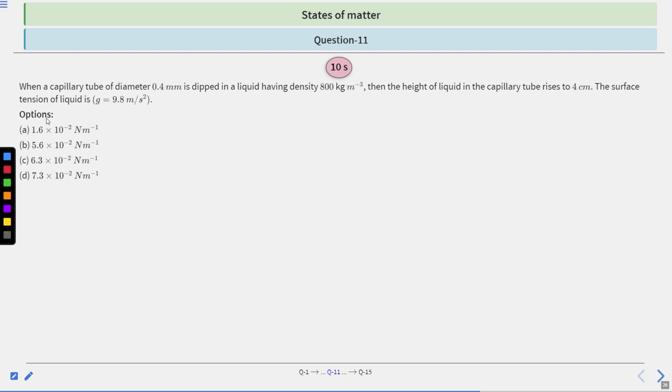So the options are 1.6 into 10 to the power minus 2 Newton per meter, 5.6 into 10 to the power minus 2 Newton per meter, 6.3 into 10 to the power minus 2 Newton per meter, or 7.3 into 10 to the power minus 2 Newton per meter. You have 10 seconds to solve this question. After that, we will see the answer.